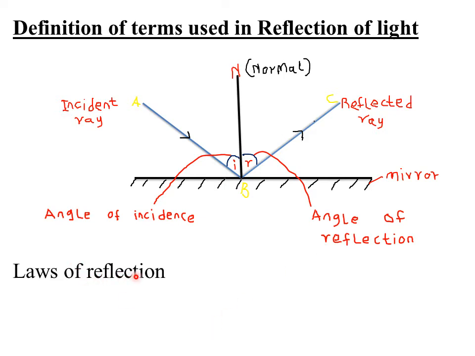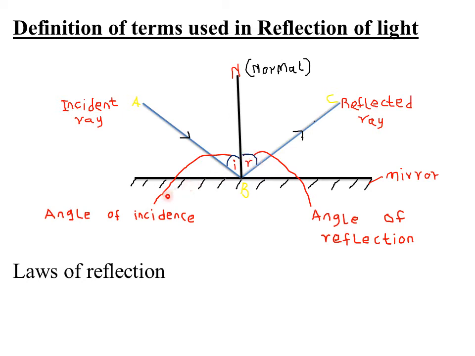Now, there are two basic laws of reflection. You can be asked to state the two laws of reflection, or to state the first law or the second law of reflection. The first law of reflection states that the angle of incidence, that is small i, equals the angle of reflection, that is small r.